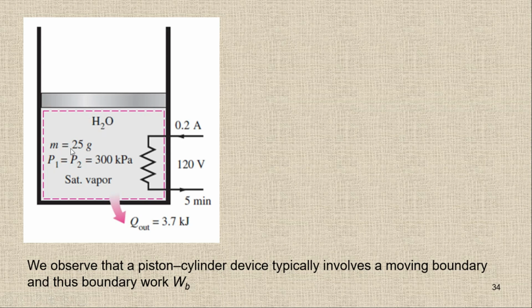Water is filled. The mass is 25 gram, the pressures P1 and P2 are 300 kilopascal, and we have saturated vapor. We have an electric work, and in this electric heater the current flowing is 0.2 ampere with a source of 120 volt, and the total time this electric heater is turned on is 5 minutes. So there is an electric work as well.